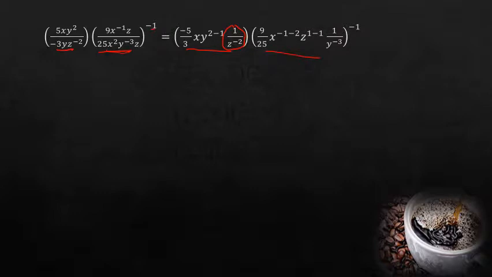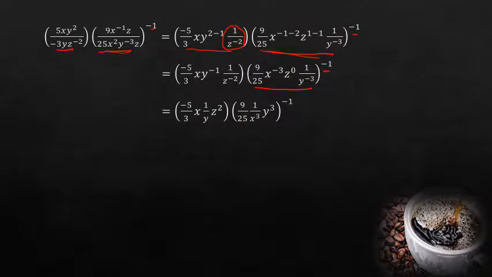For the second factor, we have 9 over 25x to the power negative 1 minus 2, z to the power 1 minus 1, and y does not have a partner, so we just write it as 1 over y to the negative 3, and then this whole thing is raised to the power negative 1. So when we simplify, we will get negative 5 over 3x y to the negative 1, 1 over z to the power negative 2. Multiply that to 9 over 25x to the power negative 3, z to the power 0, 1 over y to the power negative 3. Then again, this whole thing is still being raised to the power negative 1.